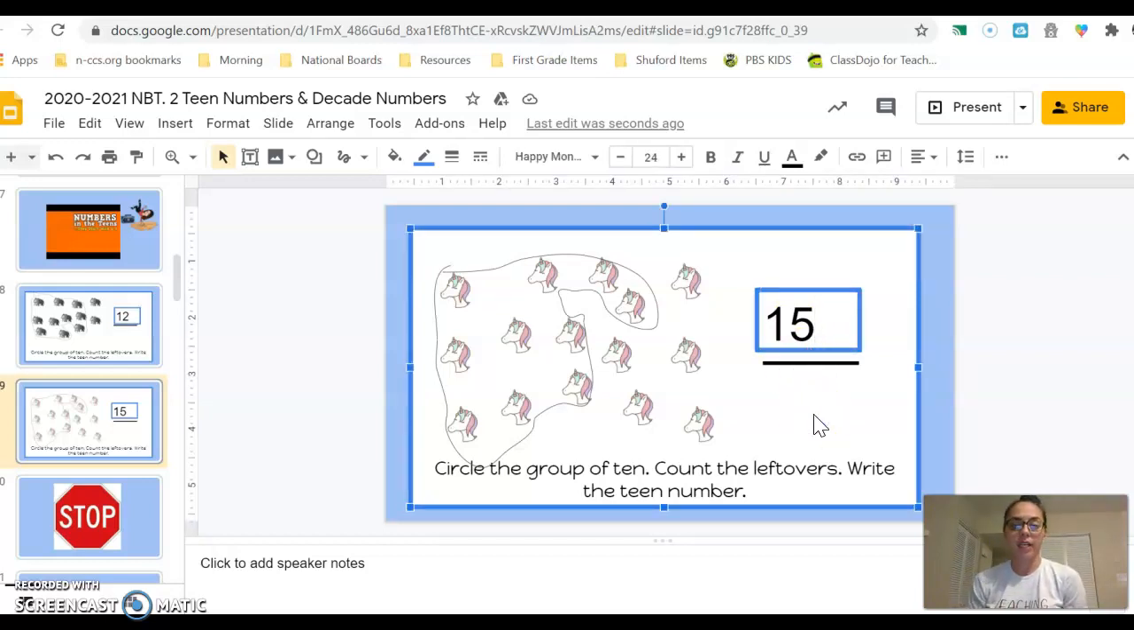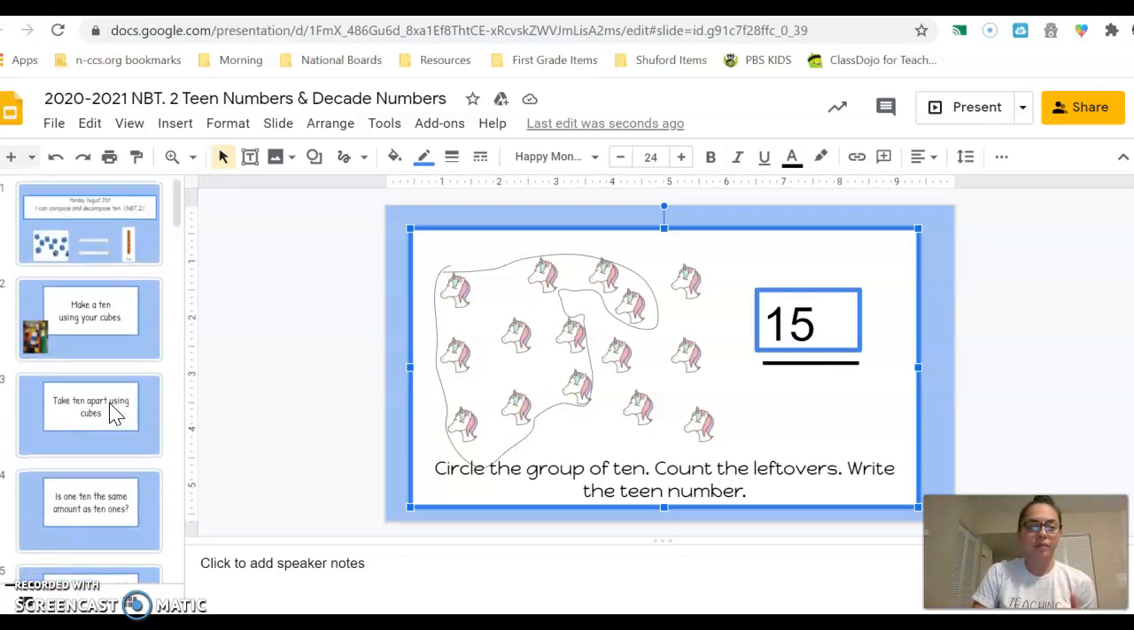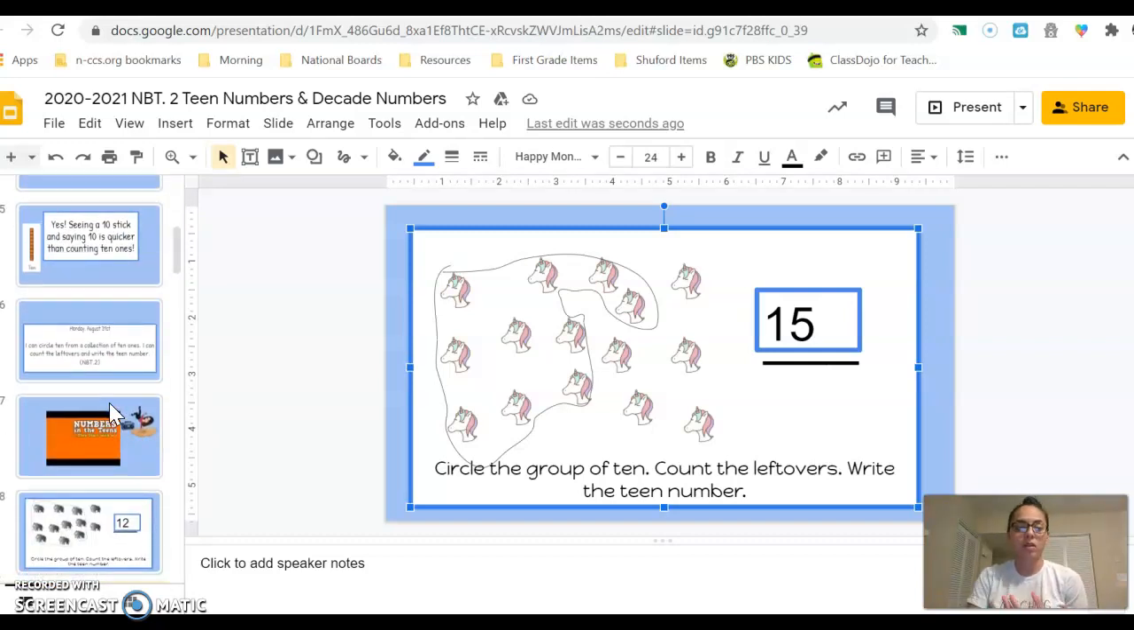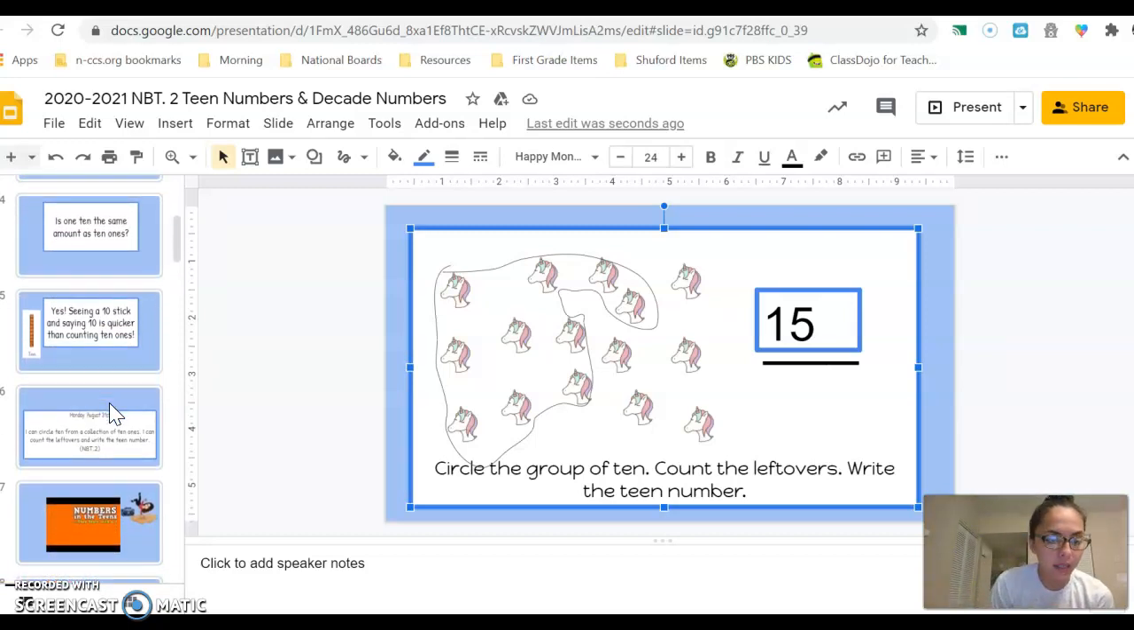All right. Very good, boys and girls. So just to review, I can compose and decompose 10, and then I can circle 10 from a collection of 10 ones, and then I can count the leftovers and write the teen number.